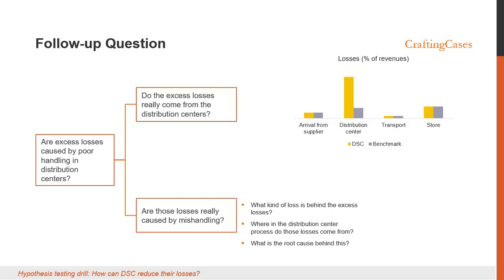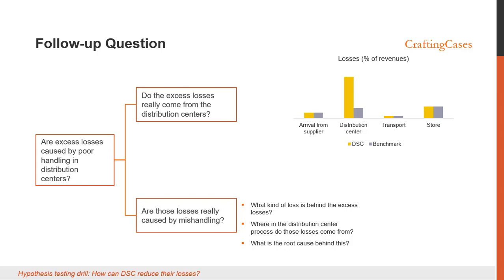I try to draw a chart like this, with all the steps from supplier to consumer: arrival from the supplier, distribution center, transport, and store. And I want to compare my losses with my benchmark in each one of those steps. What I expect it to look like is a lot more losses in the distribution center than my benchmark, and the losses are similar in all other steps.